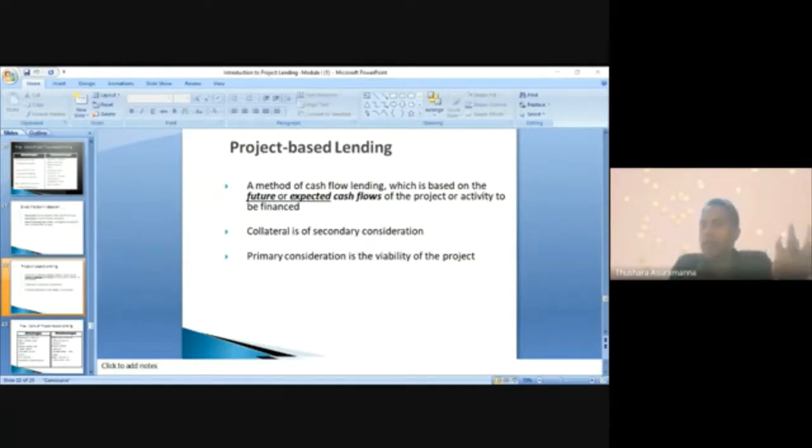In cash flow based lending, we talk about current or near future cash flows. But in a project, it's futuristic cash flows, expected cash flows, projected cash flows. You see the difference? Now, same, you go to a bank and ask for a personal loan, a bank would approve a personal loan based on your current remuneration.